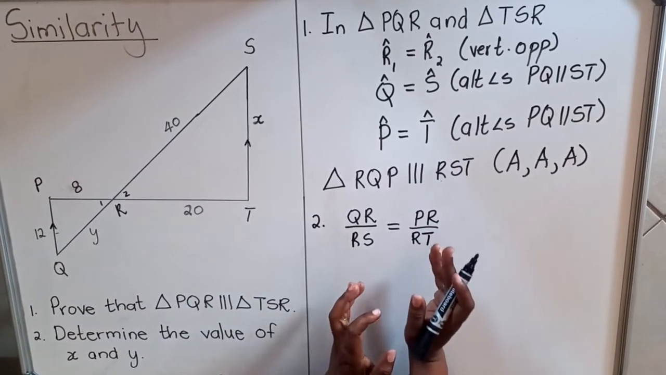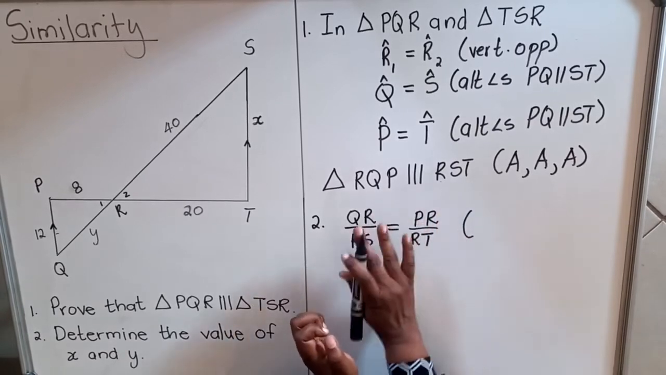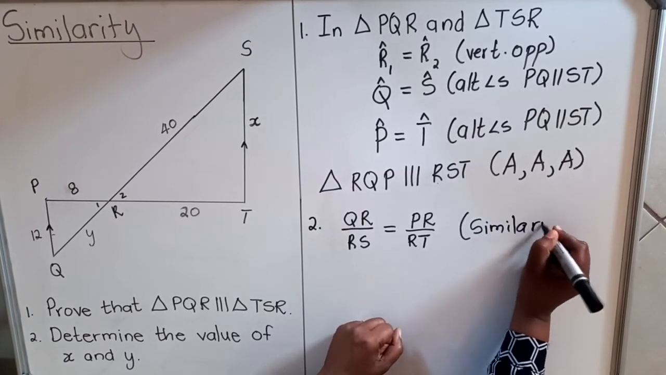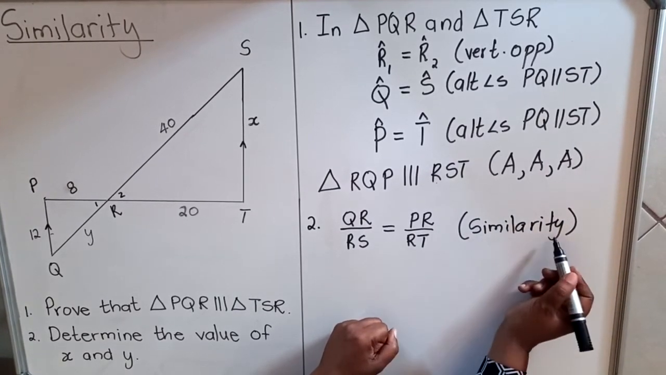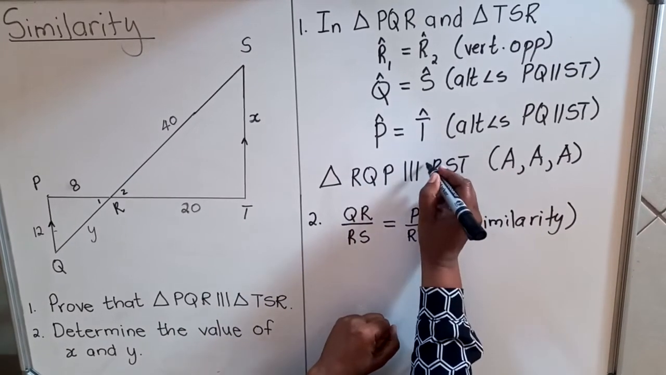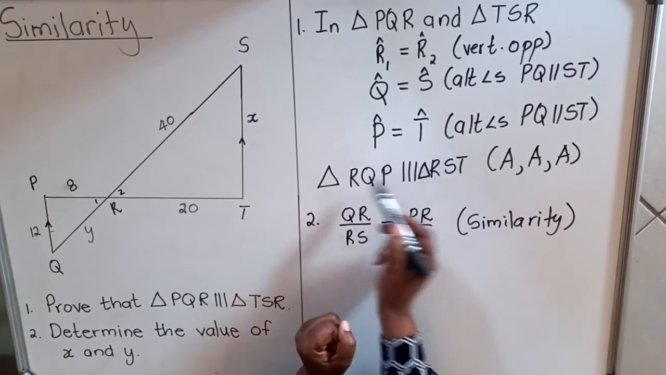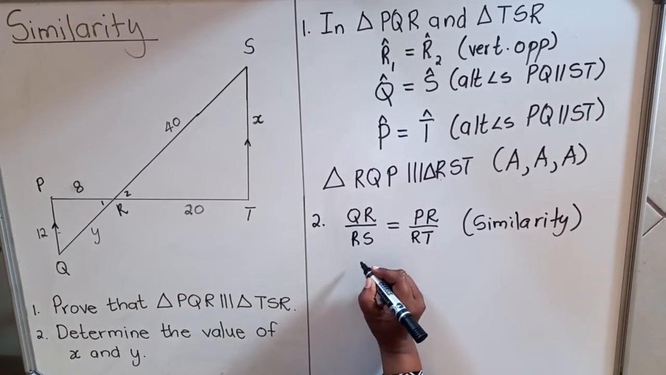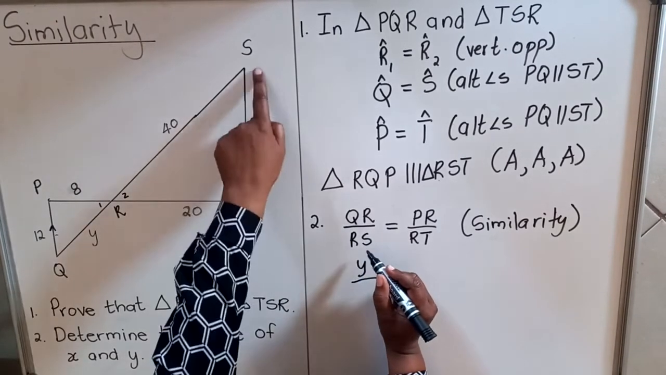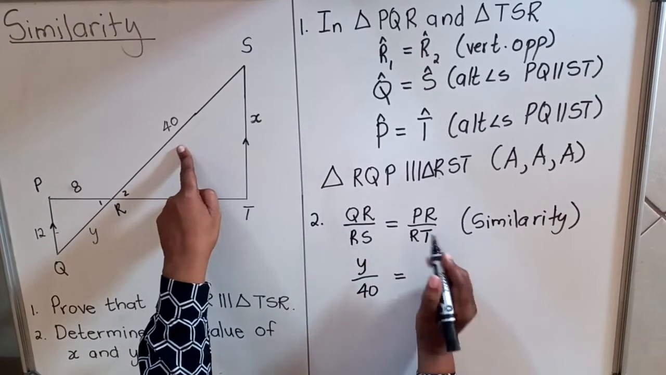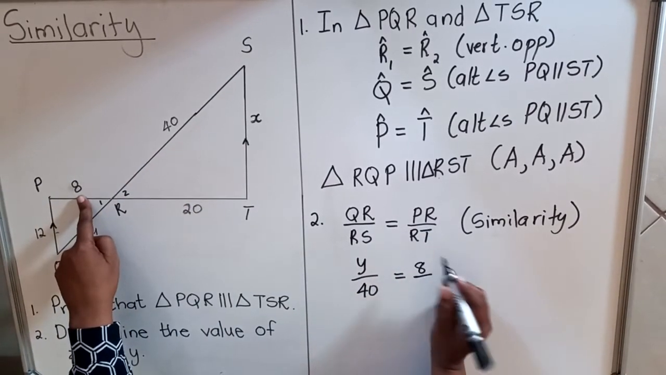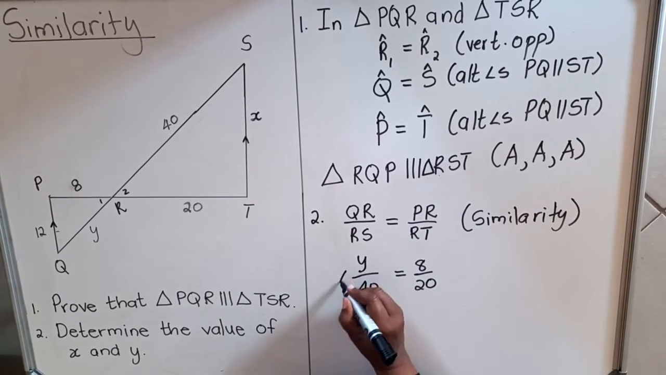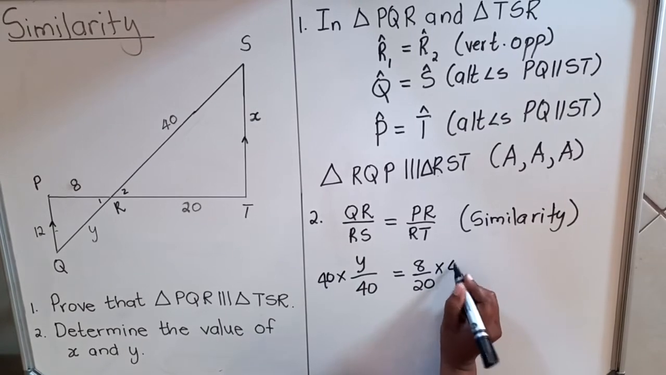With geometry, you have to write a reason. So why are you having this ratio? It's because of similarity. You can write the word similarity, or you can rewrite the statement. Okay, now let's substitute. QR was Y over RS, RS is 40, is equal to PR, which was 8, over RT, 20. You don't need to write a reason. So I can multiply by 40 on both sides.